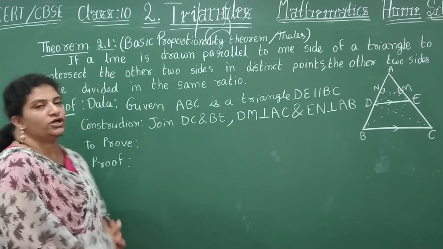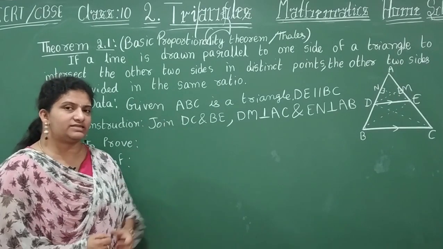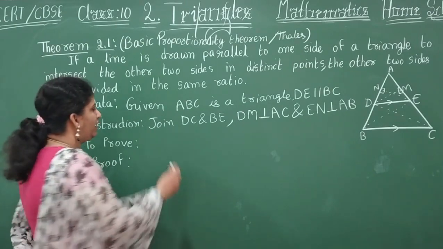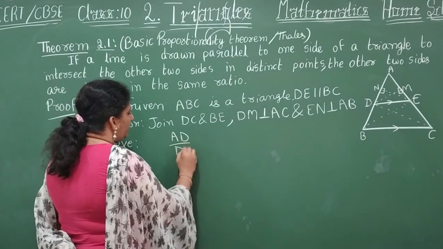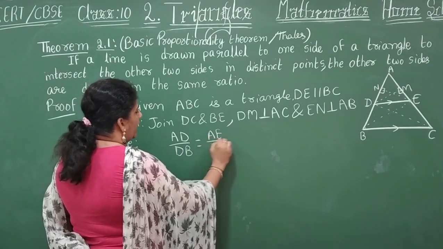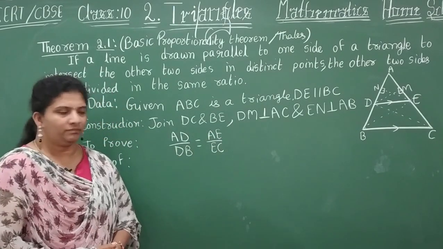Okay. Next, to prove, what do you need to prove? You need to prove that the other two sides are in proportion. What are the other two sides? AB and AC, right? How do you prove? AD by DB is equal to AE by EC. This is the thing you need to prove here.